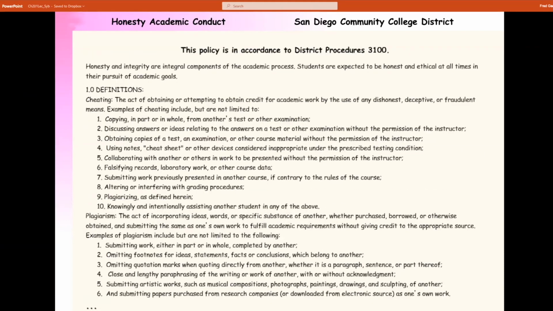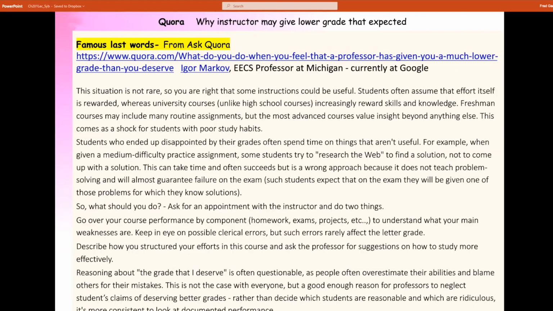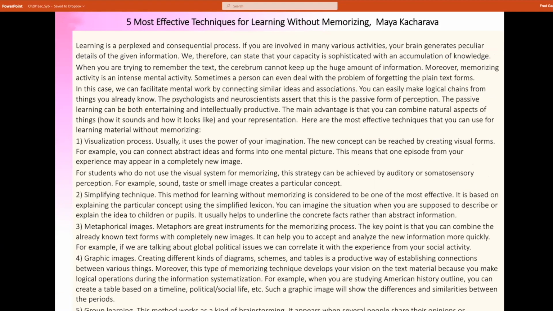This right here is District Procedure 3100. It describes exactly the honesty policy for the whole campus. This right here is famous last words, and it kind of explains why you got the grade that you got at the end of the semester. I thought this was pretty to the point in terms of you get what you put into the course. Okay, effective ways of learning.